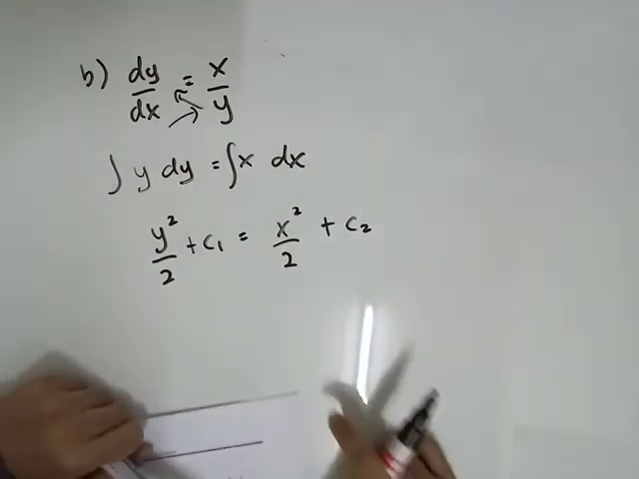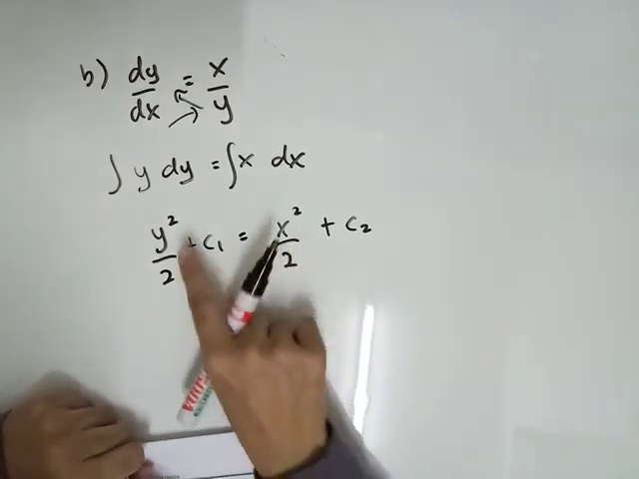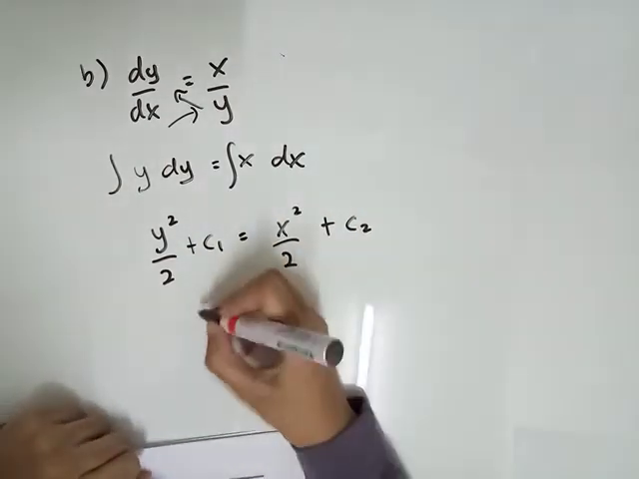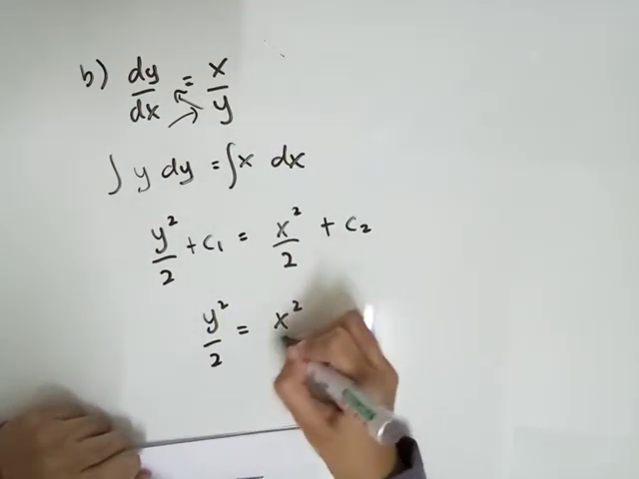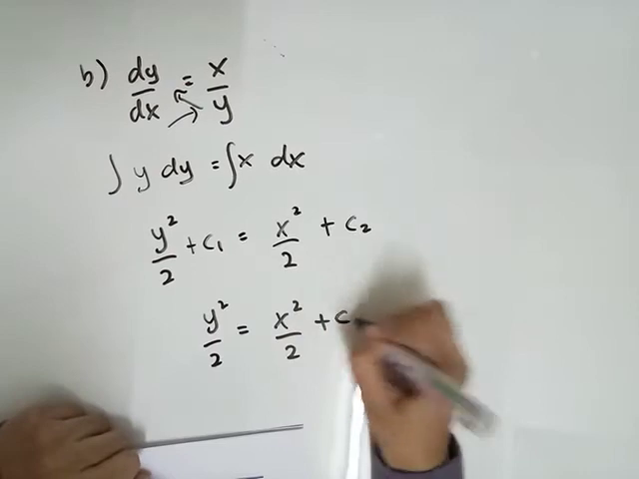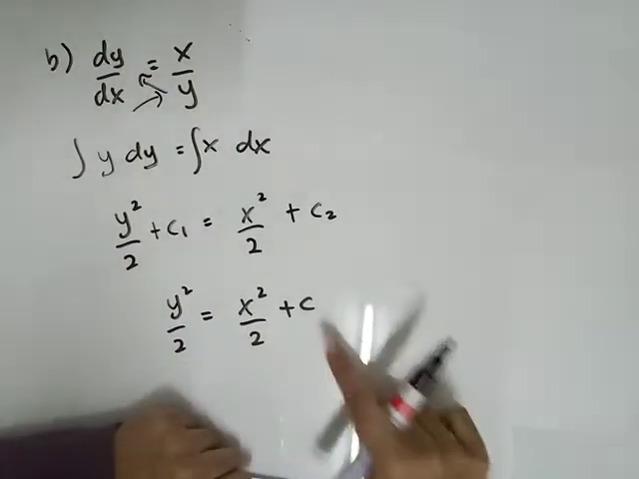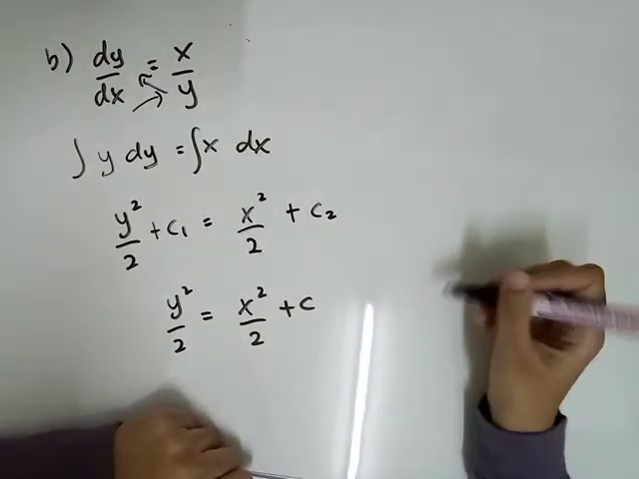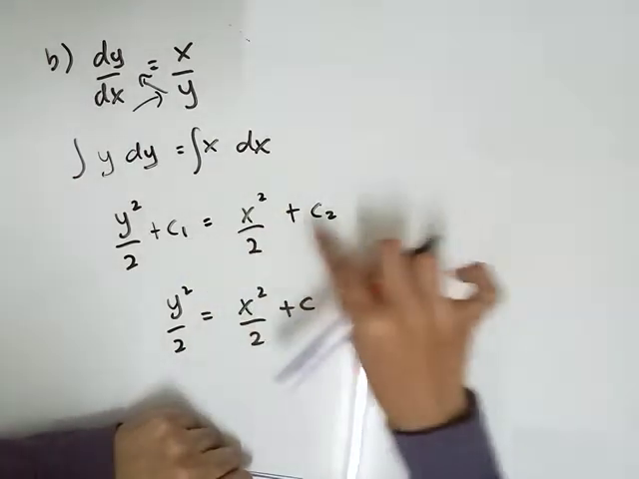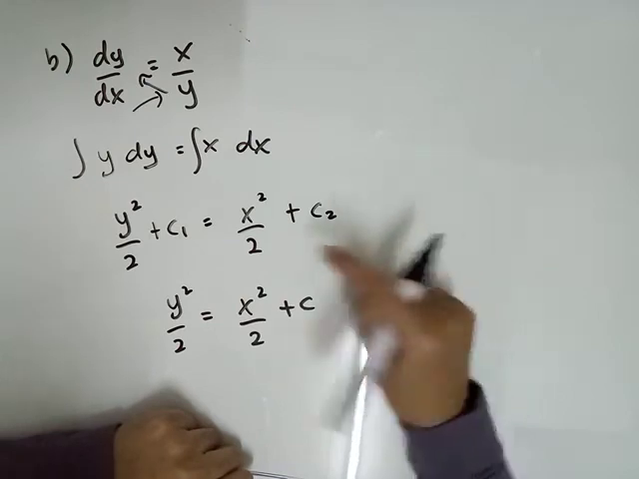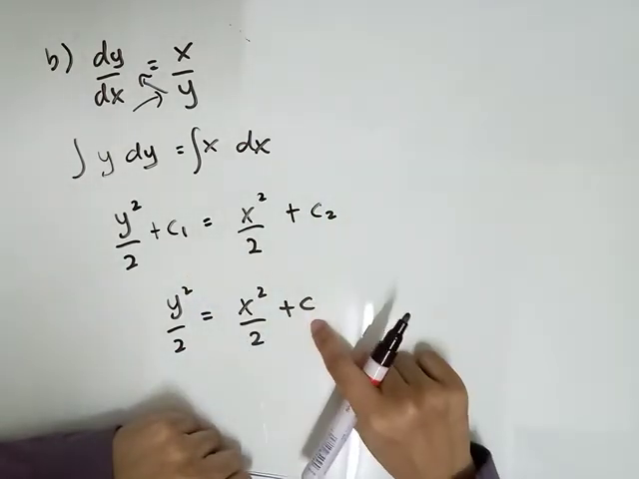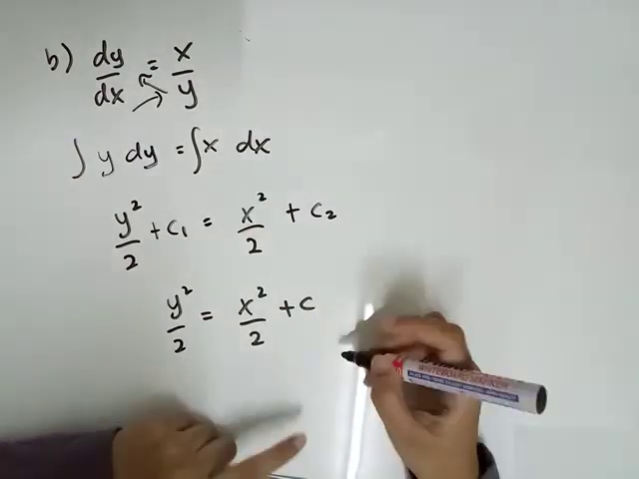Okay, and then what? c1 move to the right. It will become y square over 2 equals x square over 2 plus c. Kenapa c? Because C is constant. C1 and C2 also constant. We don't know what the number is. So kita cancelkan C1 dengan C2 tu jadi C saja. Boleh faham now? It will be like this lah.